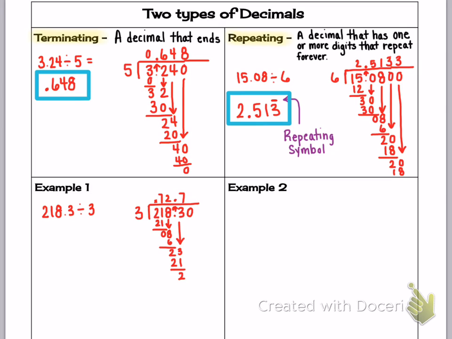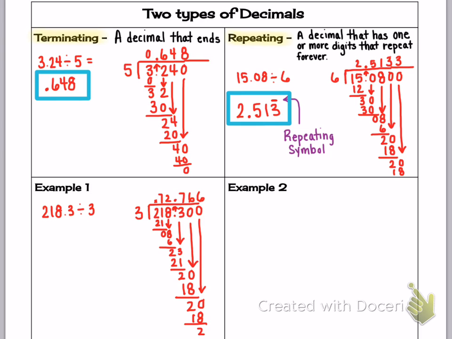Bring down the 0. 3 goes into 20 6 times. That's 18. Subtract, I get 2. Add another 0. And I see it's happening again. 3 goes into 20 6 times. That's 18. And I see that I'm going to get 20, 18, 20, 18. So I know that that 6 is repeating.